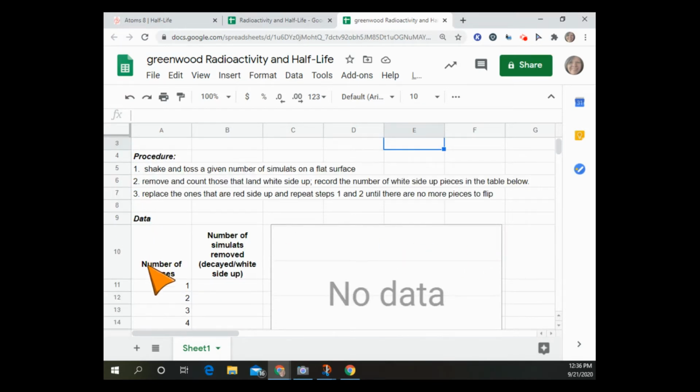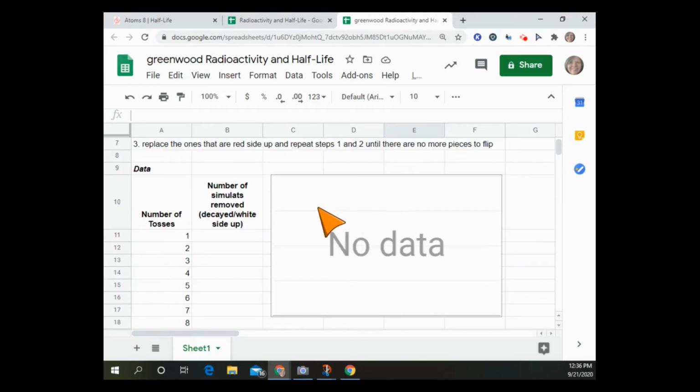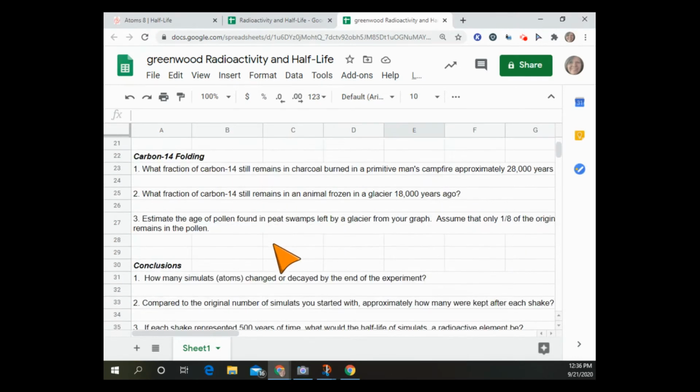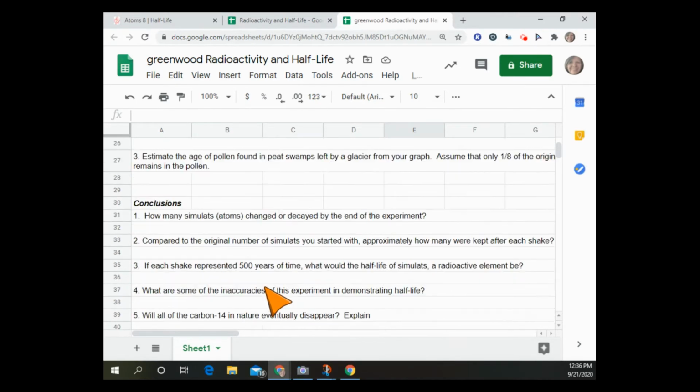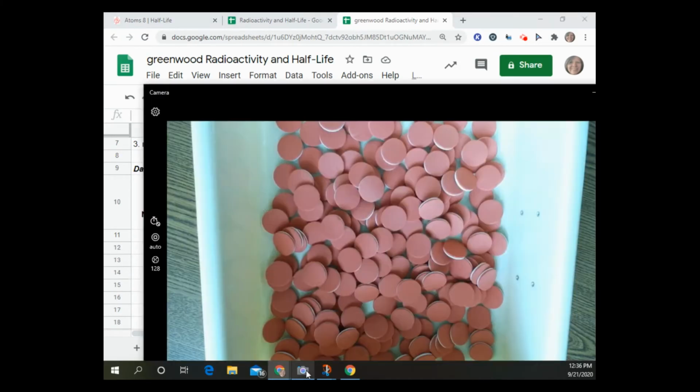So we're going to record our data right here. Here's the number of tosses. We may need to add some more. The number of simulats removed, so the white side up. You notice right here it says no data. As we add data to our data table, this graph will fill in automatically for us. And then there are some questions here that we will look at the end. So let's look at our simulats.